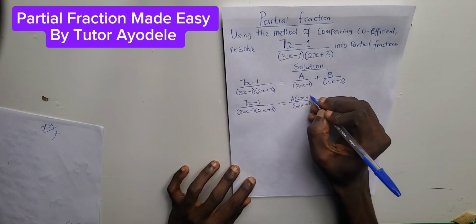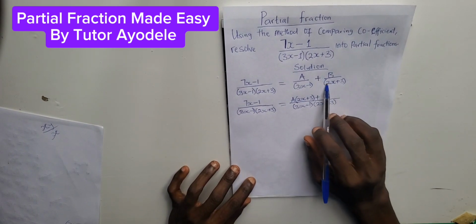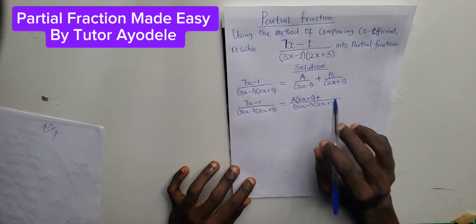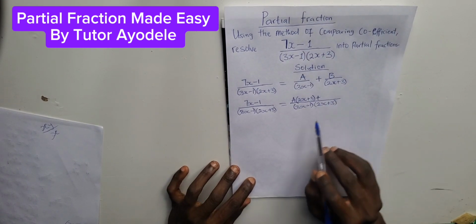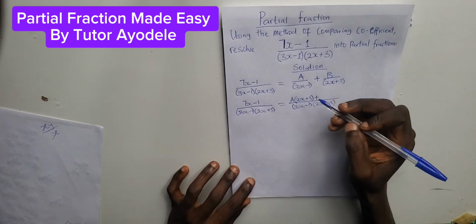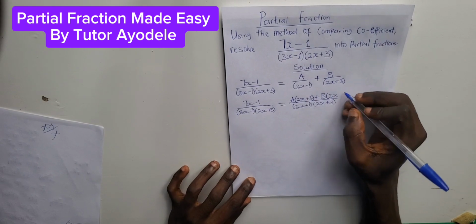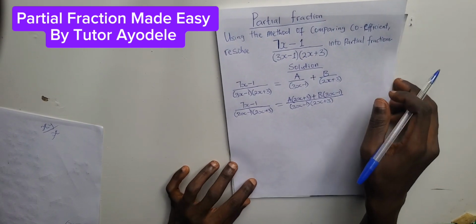Plus, if I divide the other denominator by the LCM, this will cancel this, so I'll be left with this one here. I will use this one to multiply this B. I will have B into brackets 3x minus 1, close the bracket. I hope we are following.